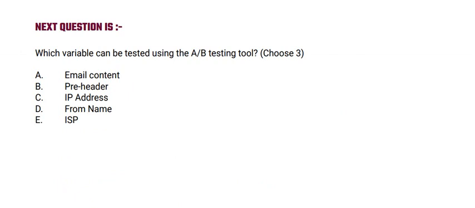Next question is, which variable can be tested using the A or B testing tool? Choose three options. And the options are: Option A, email content. Option B, pre-header. Option C, IP address. Option D, from name. And option E, ISP.